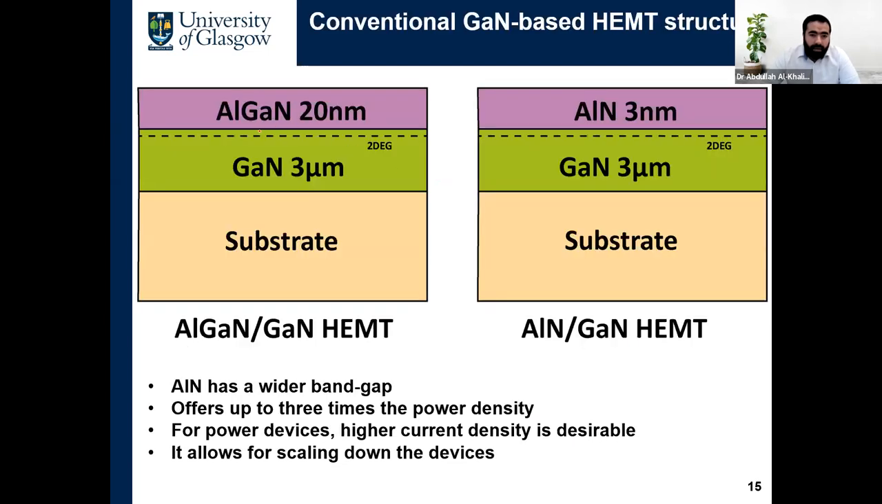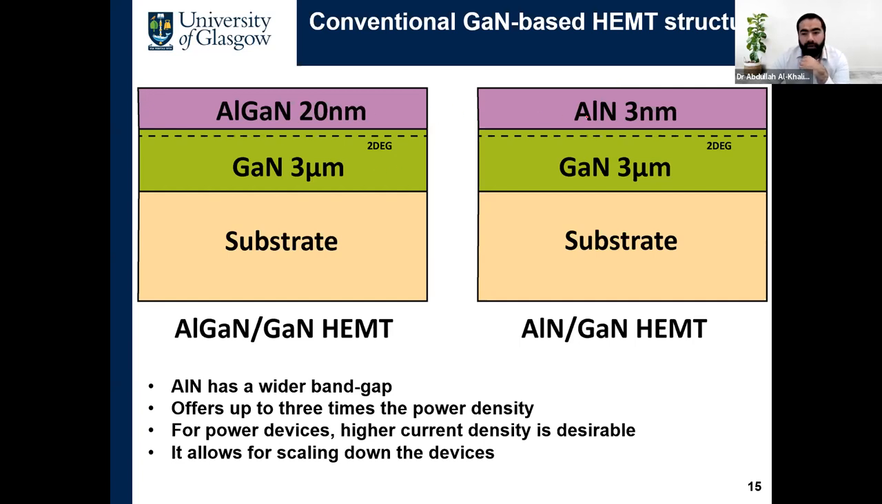Here we have conventional GaN-based structures, two structures: this one is AlGaN-based, and this one is aluminum nitride-based. The barrier here is typically 25% aluminum, and then we have the pure GaN channel. In this case, instead of AlGaN, we are using aluminum nitride, which is basically 100% aluminum content. This means that we can go much thinner in the barrier thickness, and therefore we can have much higher frequency because we have better control of the channel from the gate.